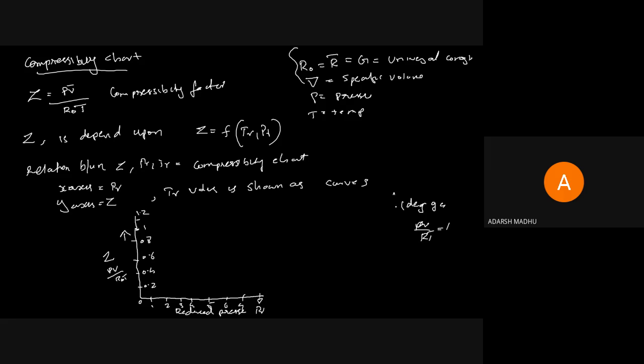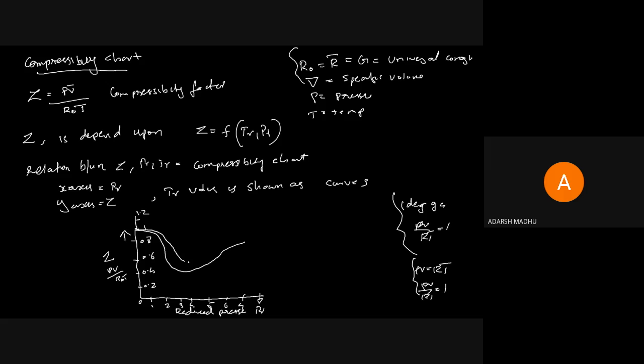Yesterday I discussed the Z value. For an ideal gas, PV by RT equals 1. For an ideal gas, PV equals RT, then PV by RT equals 1. Therefore the curves start from 1. I will draw the curves.